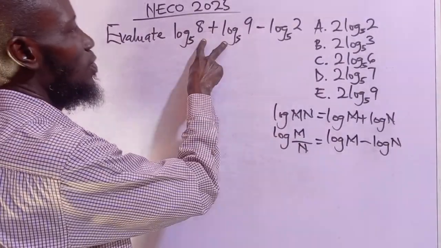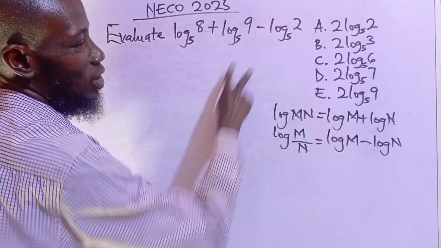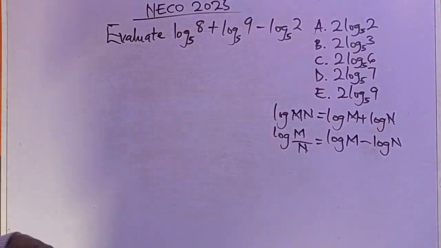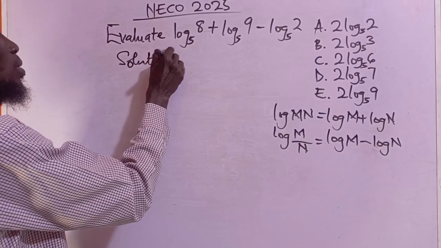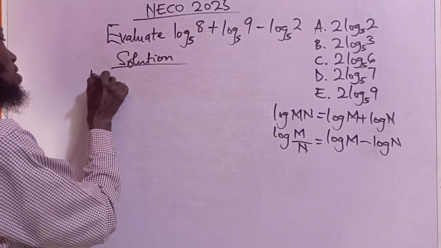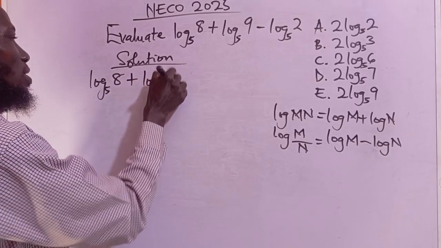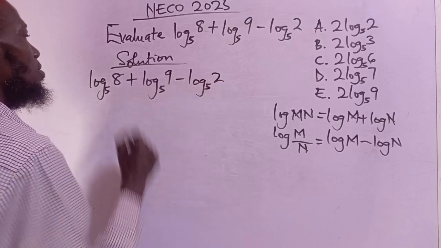So you can see, if you look at this, this is what you have. Then if you look at this also, we have this. So we take it back to this form. So let's see how we apply that to solve this question. So you have log 8 to base 5 plus log 9 to base 5 minus log 2 to base 5.